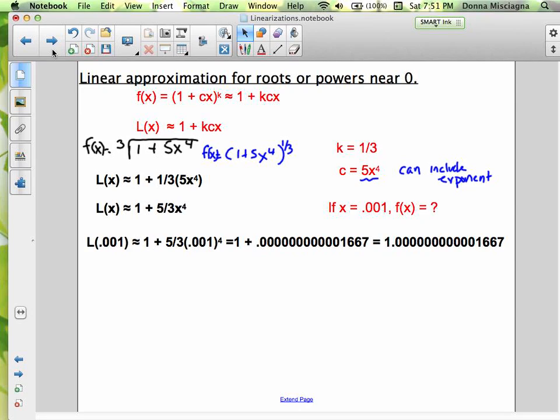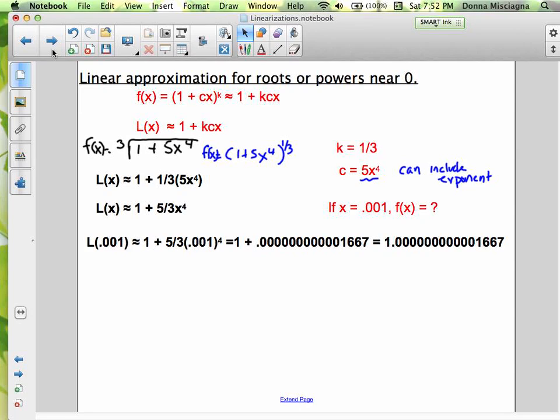First of all, I rewrote that because that's not really an exponent, is it? But a cube root can be rewritten as an exponent. So f of x equals 1 plus 5x to the 4th, to the 1/3 power. So our k is the exponent, 1/3. Not the exponent on x, but the exponent on the whole expression. C is the coefficient, and it's only when we have 1 plus something. But since x has an exponent, we're going to include that exponent, and so c is going to be 5x to the 4th.